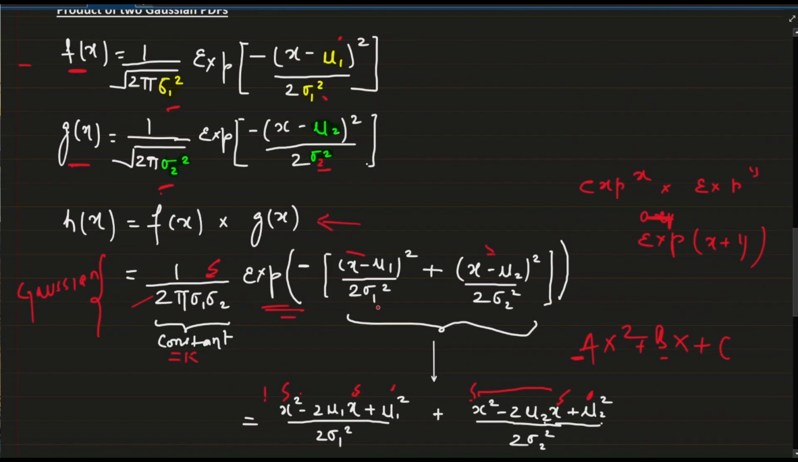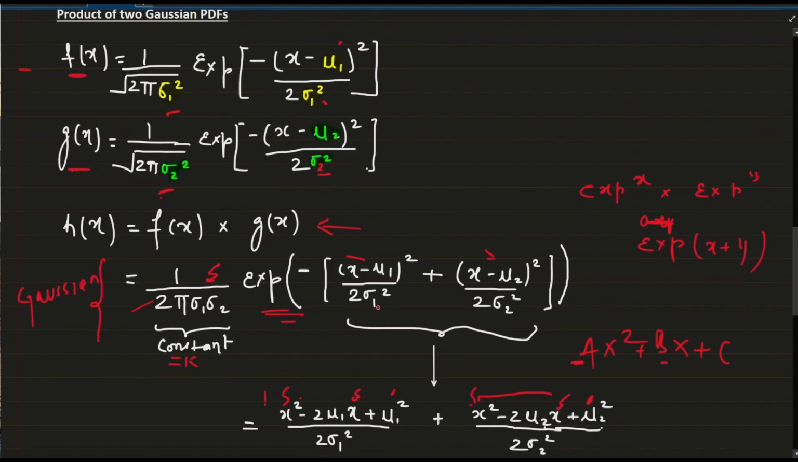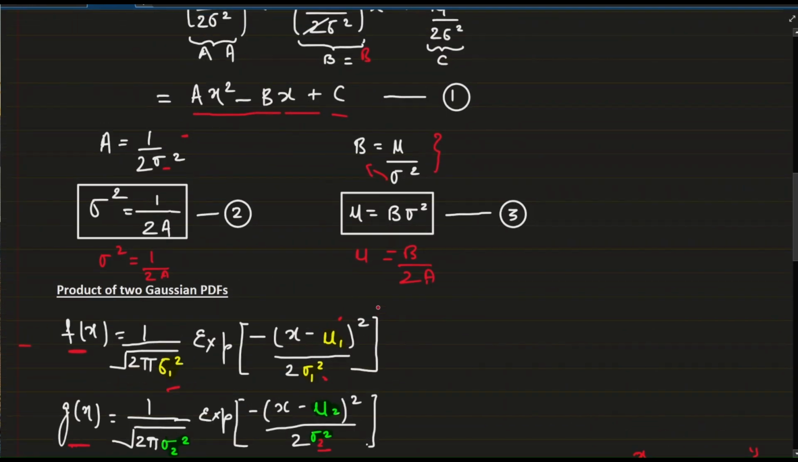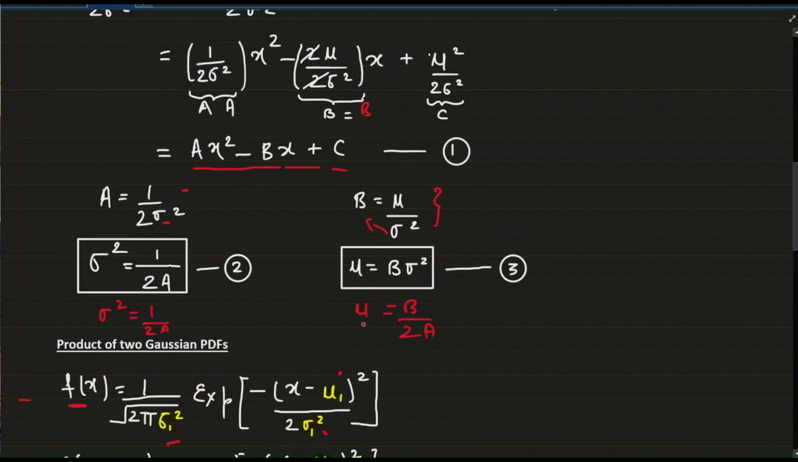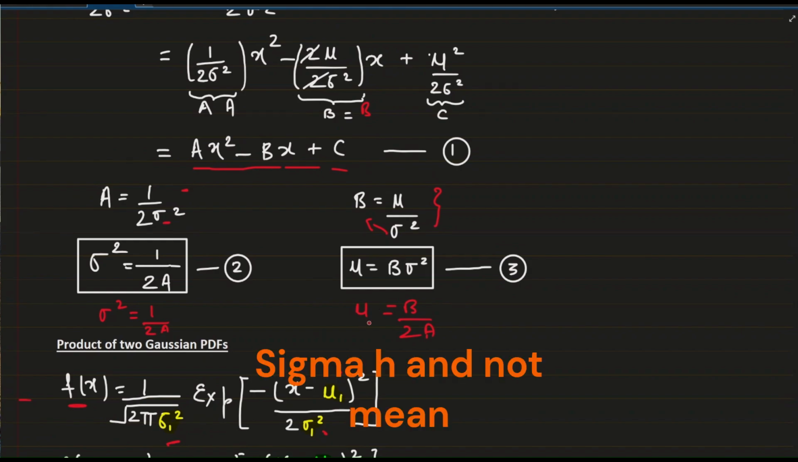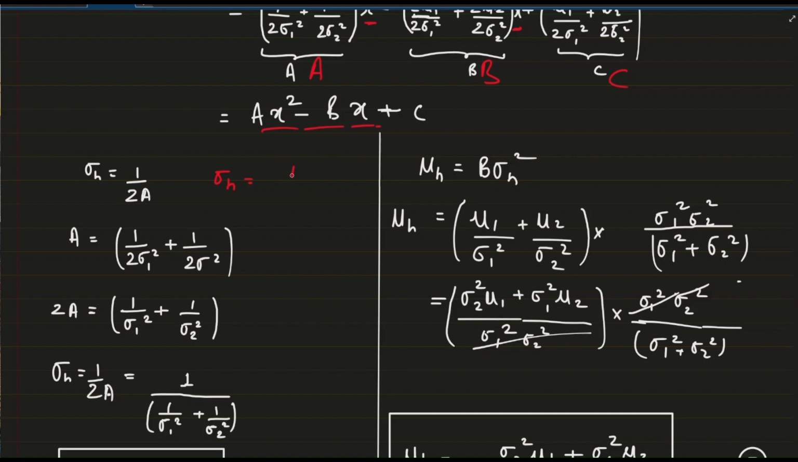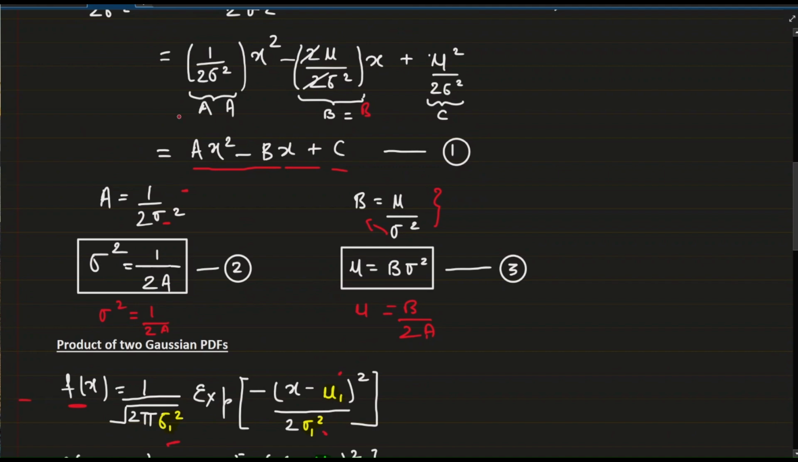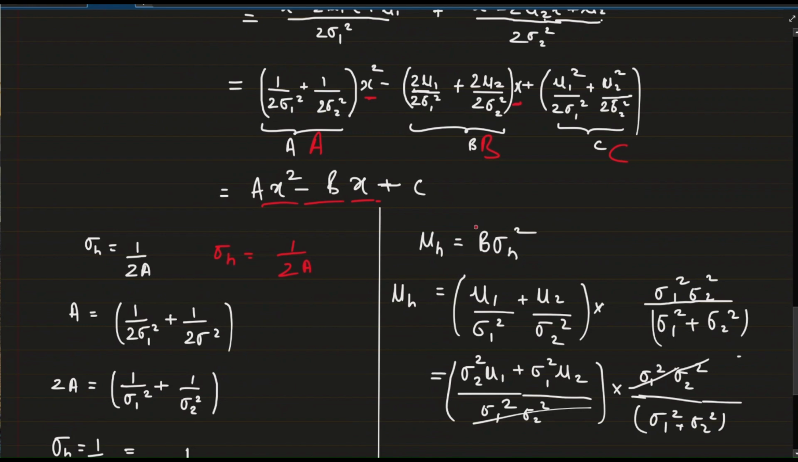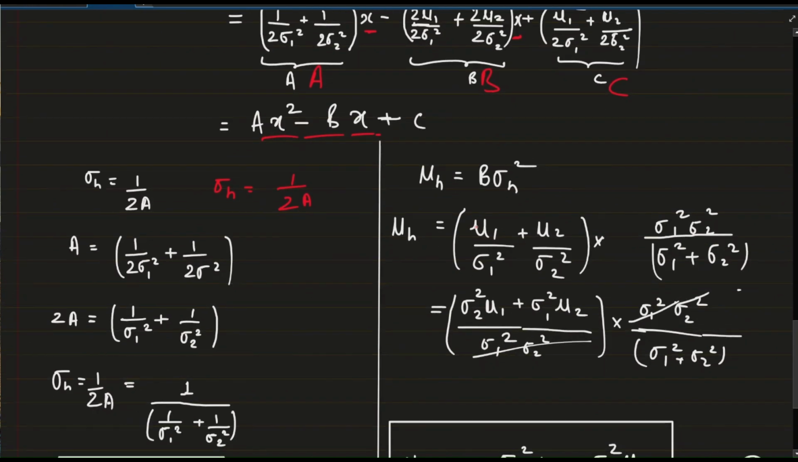And since after multiplication hx is retaining the Gaussian form, we can deduce from the previous formula, the one shown on the slide, that the new sigma for the hx, I call it sigma h, is nothing but 1 by 2a, and this has come straight from our previous formula that we calculated here. And the new mean for h will be b multiplied by sigma h square, which is what I have shown here.